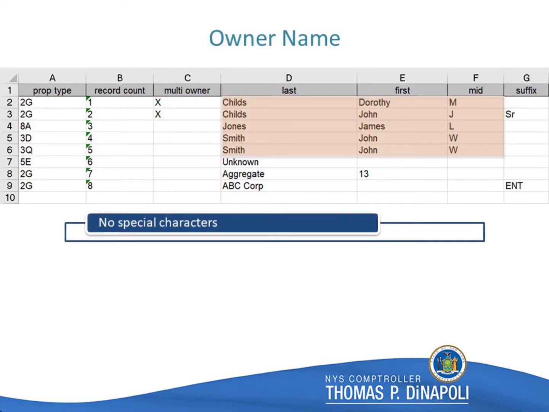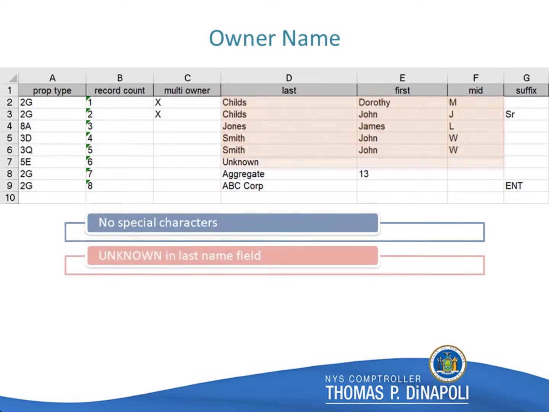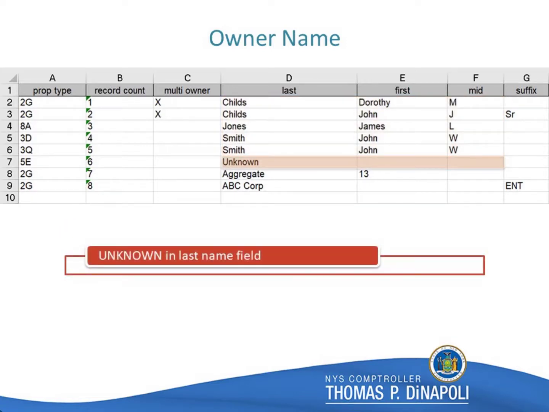In columns D through F, enter the full name of the entitled owner. No special characters may be used. For example, if a name contains an apostrophe, omit the apostrophe and compress the name. Hyphenated last names should be reported with a space instead of a hyphen. If the owner name is unavailable, enter the word unknown in column D. This field is the only field in which the word unknown is acceptable.